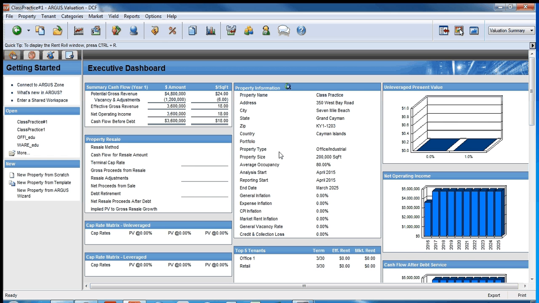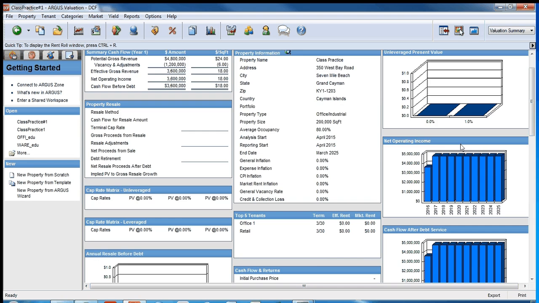So looking at the executive dashboard here, you can see the dollar amount of income to the left side. We are averaging for the total 200,000 square feet, $24 per square foot per year. That is because 160,000 square feet of the property is occupied with 80% average occupancy. You'll also see around this page a number of different resources here.